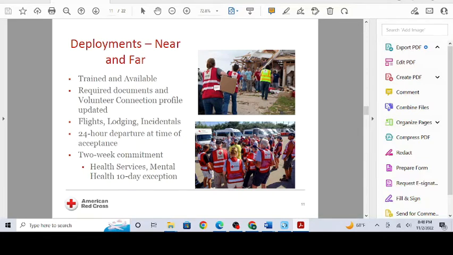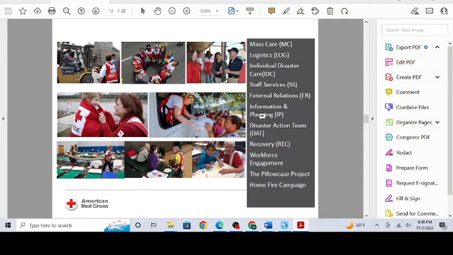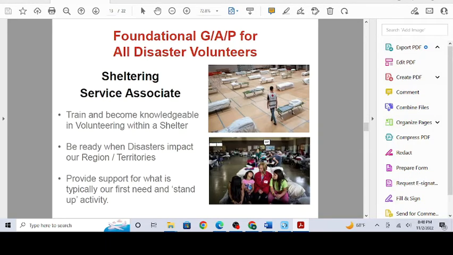Okay, and then here are some pictures showing some of the varieties of the American Red Cross. This slide shows a wide variety of all the different activities that the American Red Cross is involved in. You'll essentially be taking classes online.